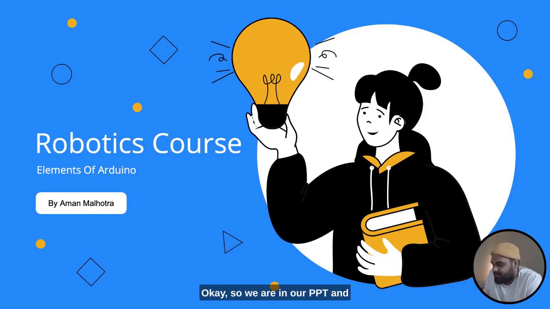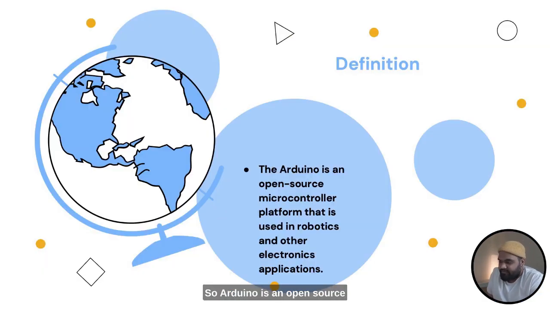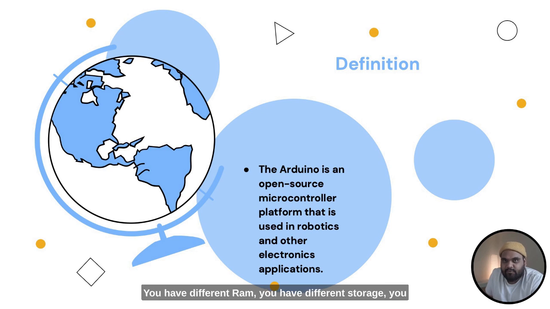Okay, so we are in our PPT and we're going to understand Arduino, of course. Let's start by understanding different elements of Arduino. Arduino is an open source microcontroller platform that is used in robotics and other electronic applications. It's a microcontroller, by the way, not a microprocessor. There is a difference between both of them. A microcontroller has everything inside the chip, which allows the controller to be one single package that can handle everything. With microprocessors, it's different. You have different RAM, different storage, all the elements outside the package, making it a much more open system. But for us, Arduino is going to be a microcontroller, okay?